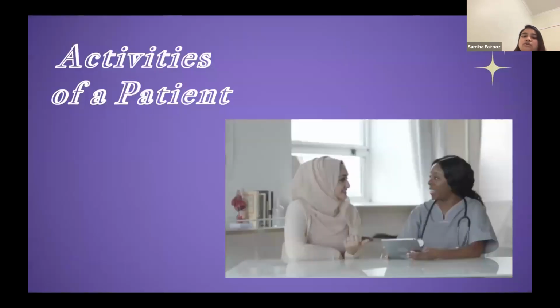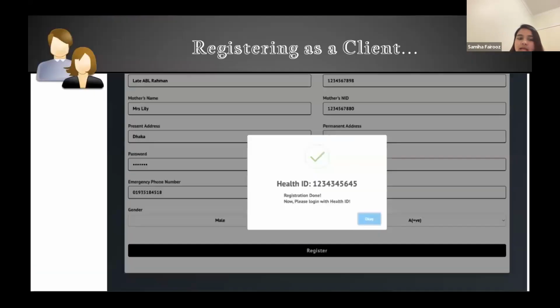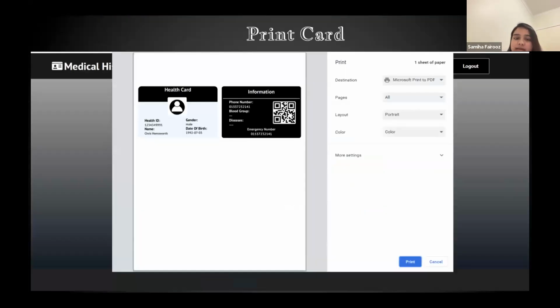Next, I'll focus on one of the most important users of MHC, the patient. The patient would get to see the health ID right after registering onto the website. They can use this health ID to log into the website.